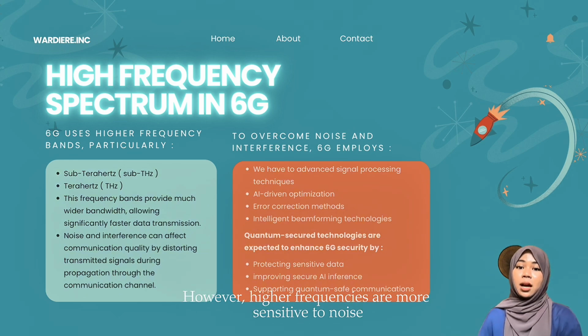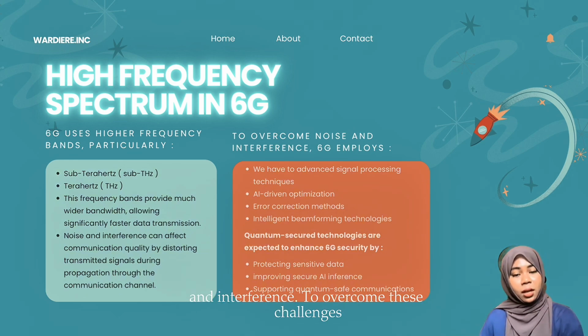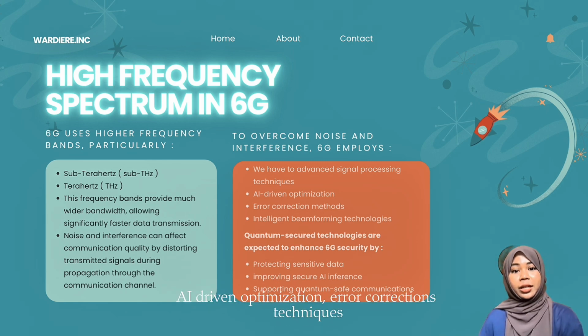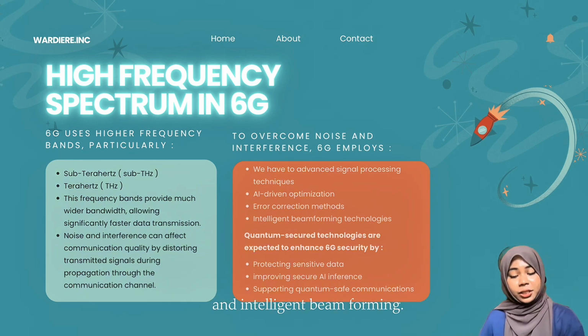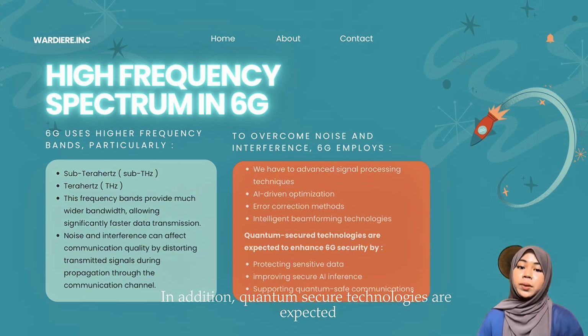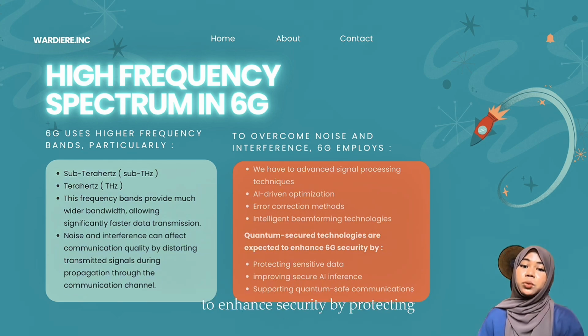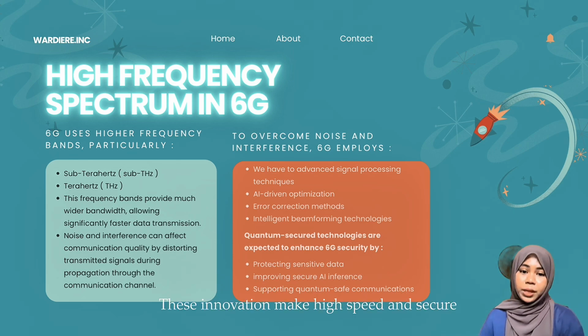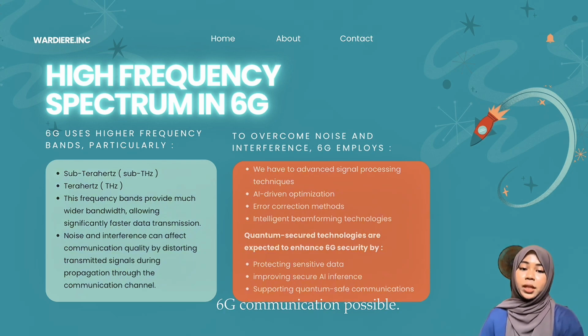However, higher frequencies are more sensitive to noise and interference. To overcome these challenges, 6G uses advanced signal processing, AI-driven optimization, error correction techniques, and intelligent beamforming. In addition, quantum-secure technologies are expected to enhance security by protecting sensitive data and supporting safer communication networks. These innovations make high-speed and secure 6G communication possible.